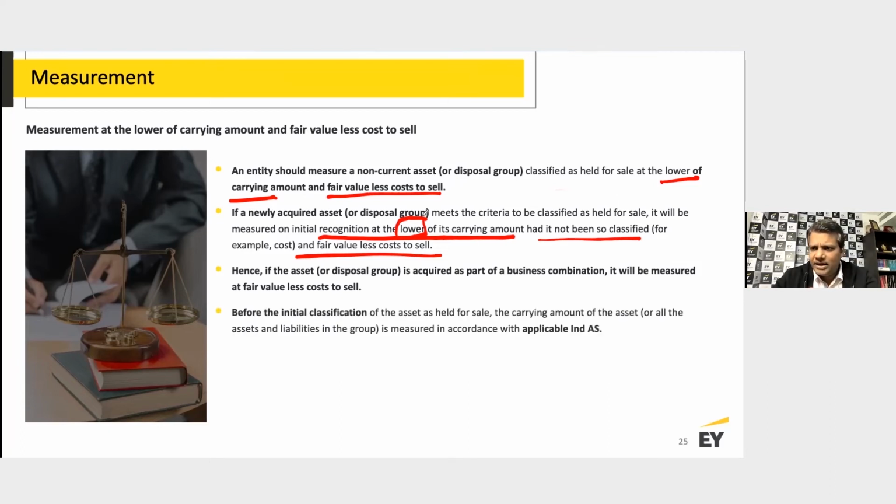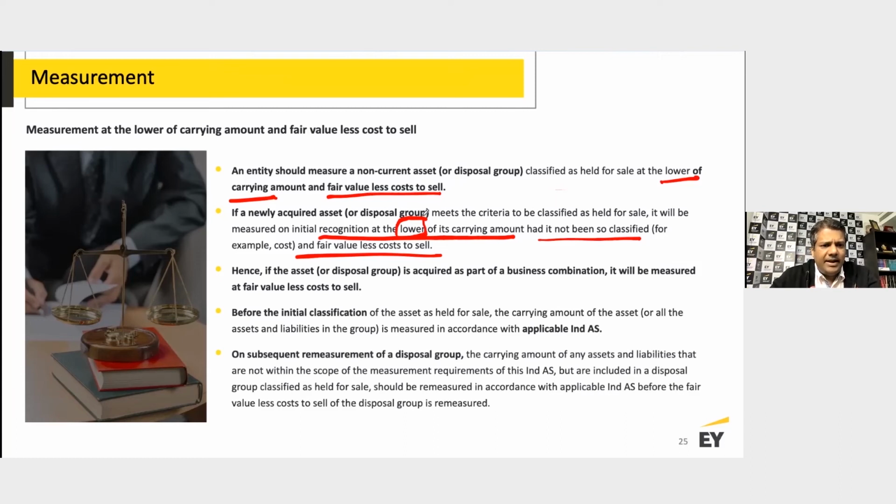Now, before the initial classification of the asset as held for sale, the carrying amount of the asset has to be determined with reference to the other relevant Ind AS, and most likely you end up applying Ind AS 36, which is the impairment standard, as per other applicable Ind AS. On subsequent remeasurement of a disposal group, you've done the initial measurement, which is the lower of carrying value or fair value less cost to sell, and you stop providing for depreciation.